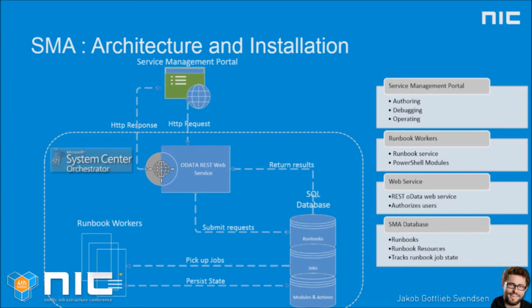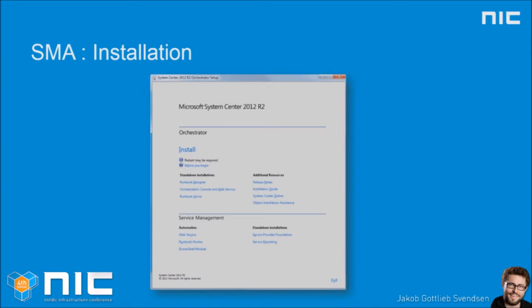So all these parts, as I said, are part of Orchestrator. It's just the portal that is the Windows Azure Pack, which is the GUI to actually administer this. So when you want to install it, on the Orchestrator installation, since R2, there is this new section in the left corner, which has the web service, the runbook worker service, and also a very simple PowerShell module, which you can use to start and stop runbook jobs.